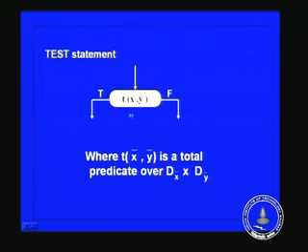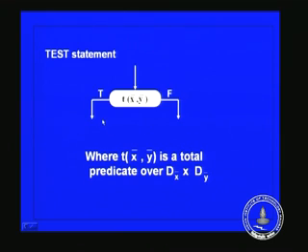You have t of x bar y bar, where t of x bar y bar is the same as this t. It is a total predicate over dx bar into dy bar.